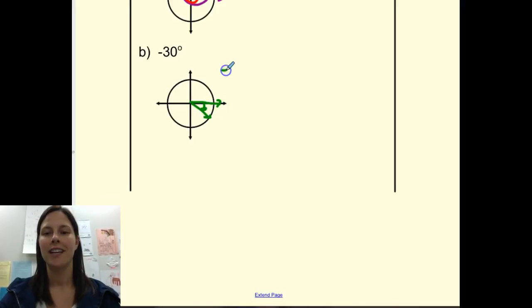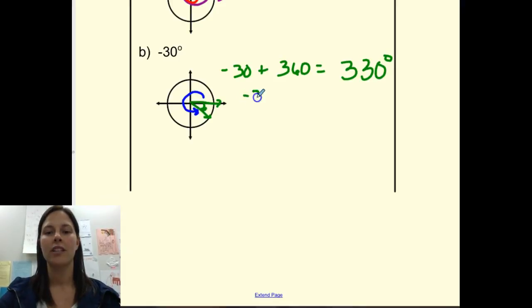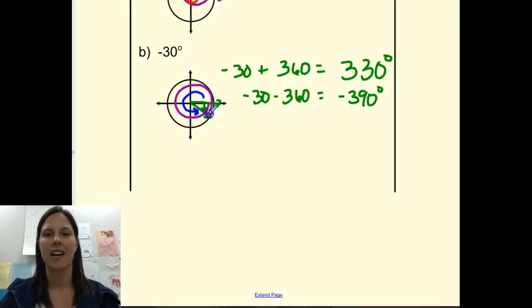we could still add on that 360 degrees. That would rotate it in the counterclockwise direction 330 degrees to land at the same terminal side. Or we could continue rotating in the clockwise direction, another full rotation, for a total of negative 390 degrees. So that rotation would take us past and all the way around back to where we initially stopped.